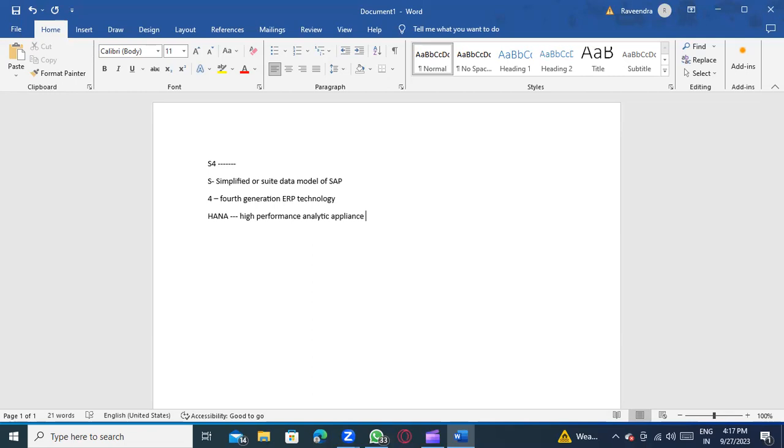So the R/3 system was introduced in 1992, and in 2015 it was S/4HANA. Going forward, after 2027, SAP will support only S/4HANA, and it won't support the ECC system. So that was the update.